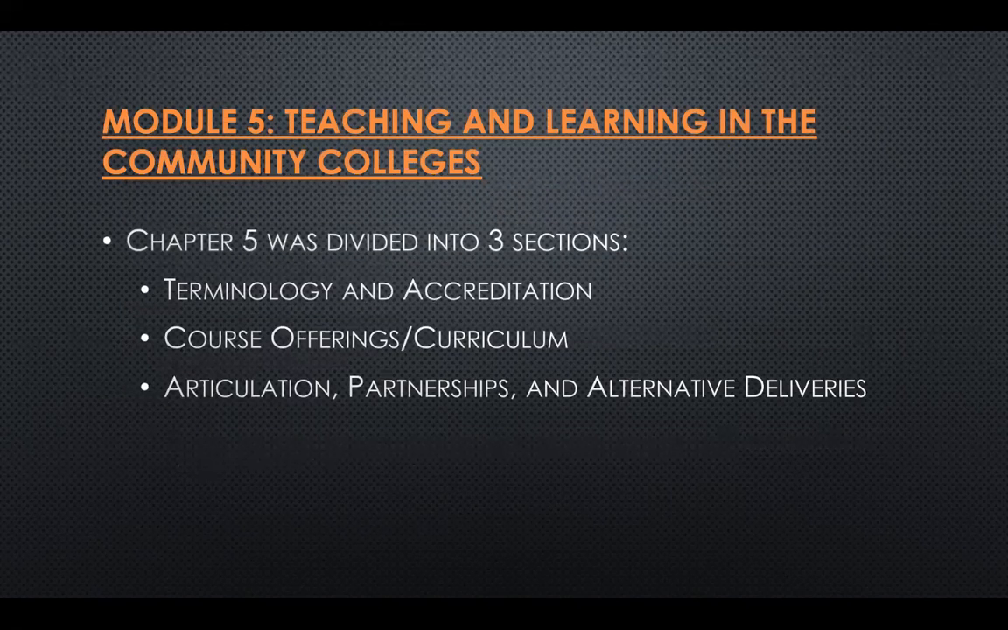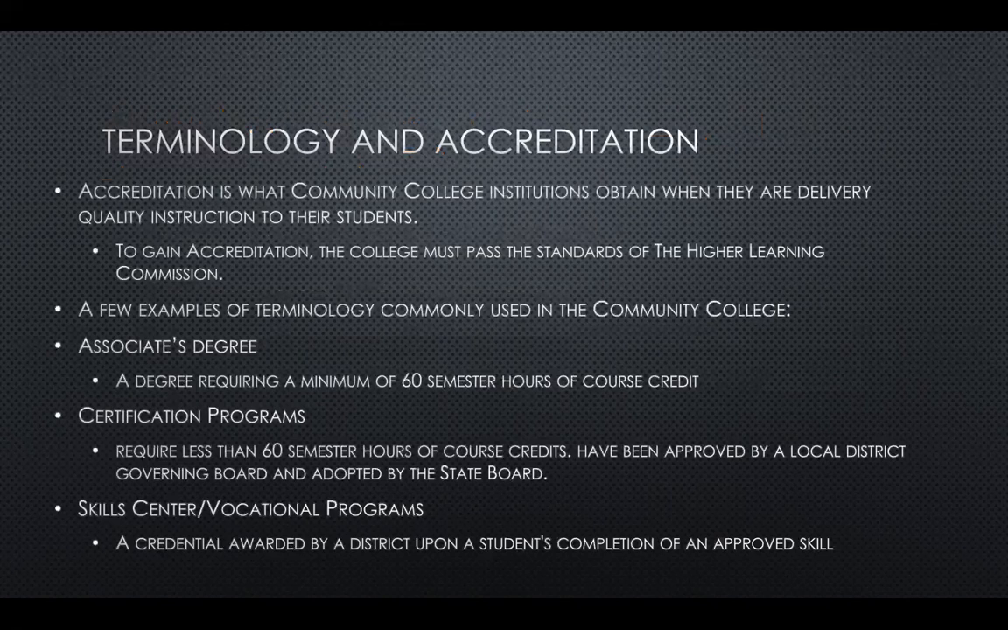Module 5, Teaching and Learning in the Community College. Chapter 5 was divided into 3 sections: terminology and accreditation, course offerings and curriculum, and articulation, partnerships, and alternative deliveries. Terminology and accreditation. Accreditation is what community college institutions obtain when they are delivering quality instruction to their students. To gain accreditation, the institution must pass the standards of the Higher Learning Commission.